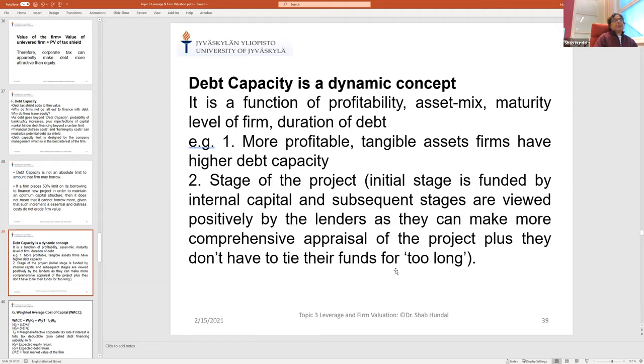Then the next factor, which could make a difference between a good borrower or a bad borrower, is the stage of the project. Usually the initial capital requirements are funded by your own internal equity. If you don't have your own internal equity, then you can approach these new forms of funding, like angel investors or venture capitalists. But at subsequent stages, when you have given enough evidence of your success, then you are a good borrower.